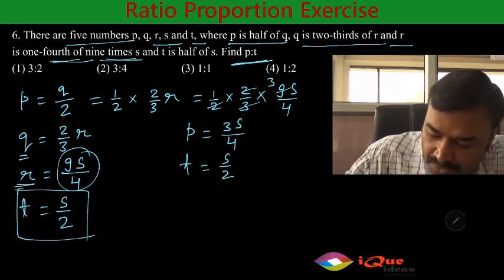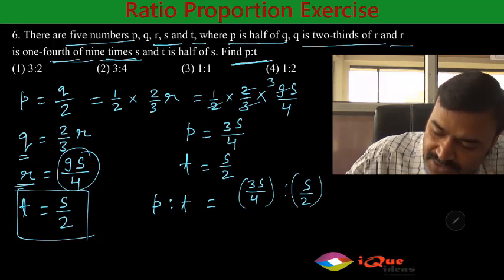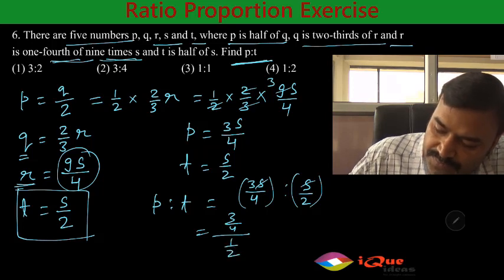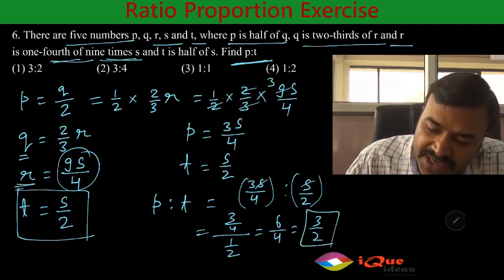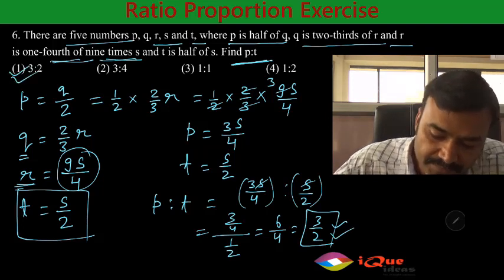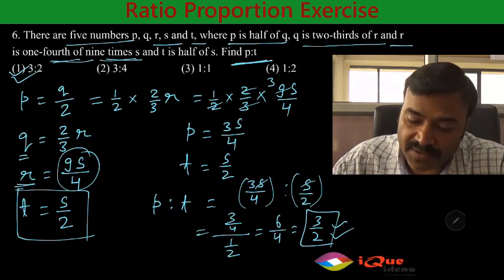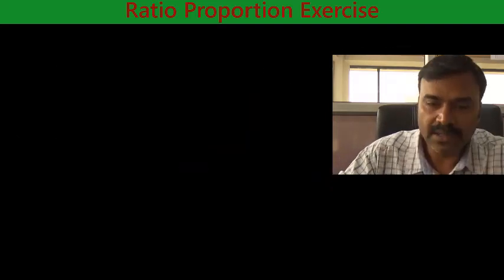So clearly P is to T is equal to 3S by 4 is to S by 2. S and S get cancelled and we have 3 by 4 divided by 1 by 2. If you simplify, it comes out to be 6 by 4, and that is 3 by 2. So the required ratio of P and T is 3 is to 2. That is the first option. This is the correct answer. And as I said earlier, this is one of the methods of doing this question. There is another way of doing the same question. Let's take a look at that.